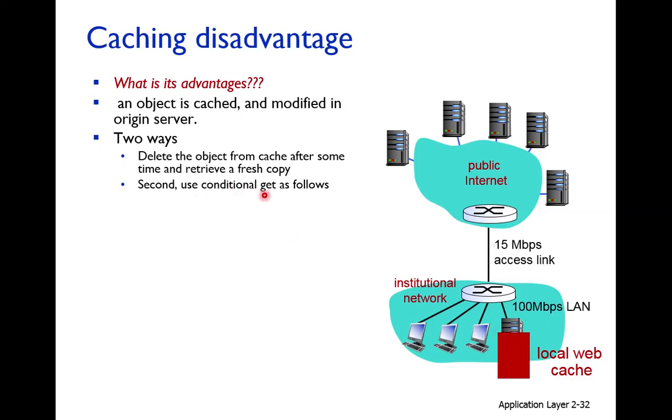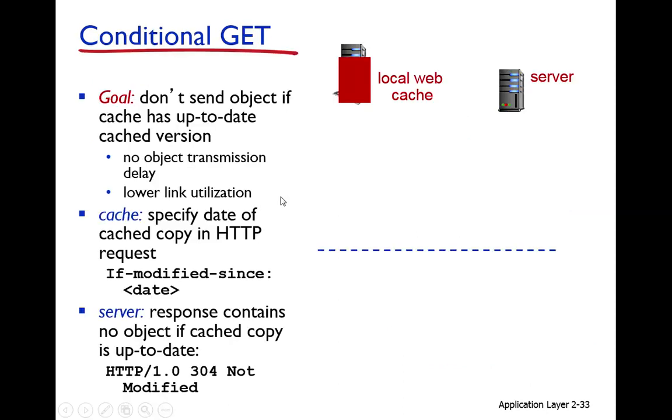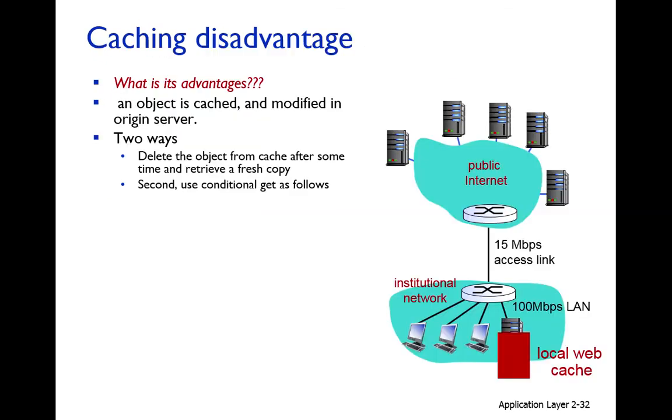And the second approach is to use conditional GET. What does it mean? Conditional GET means that, for example, the Tare Zameen Pe movie is stored here in the web cache, and its time is expired. For example, it was stored for 2 hours, and now 2 hours is expired. So the object will not be deleted. When a client requests the same movie Tare Zameen Pe, it is present in the cache, but its time is expired. 2 hours is expired.